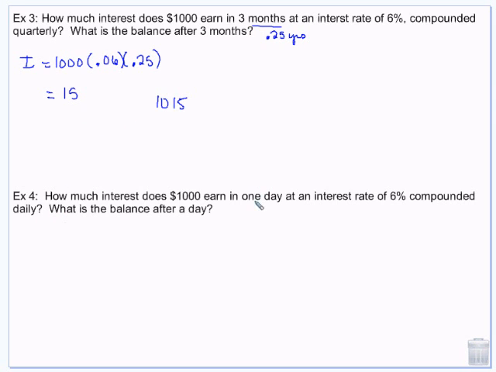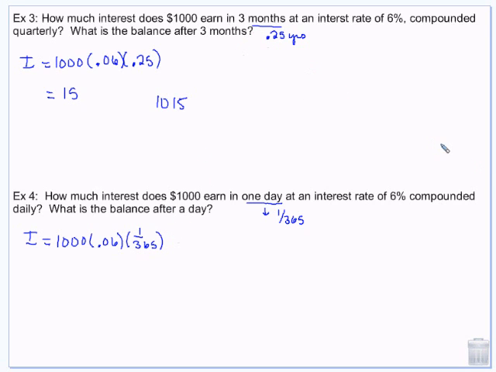How much does it earn in 1 day? 1 day is 1 over 365 of a year. So my principal is still 1,000. My rate is still 0.06, but my time in years is 1 over 365 because we're talking 1 day, and there's 365 days in a year.